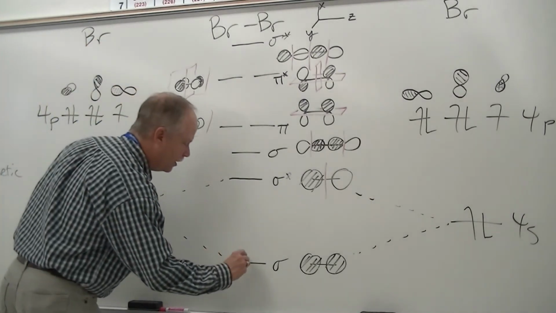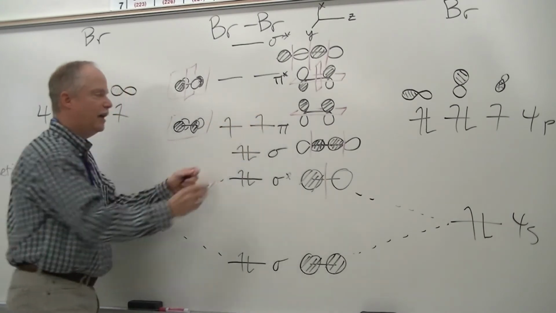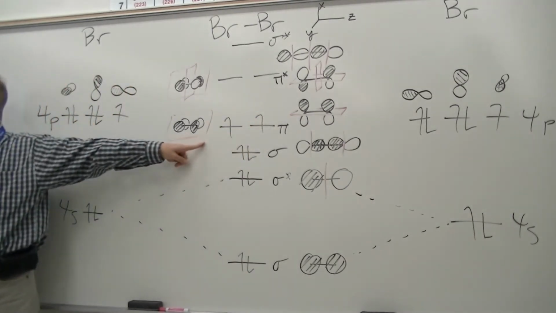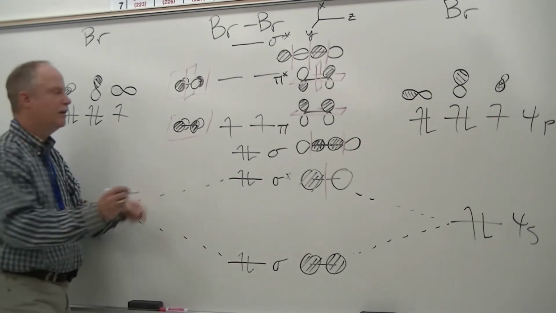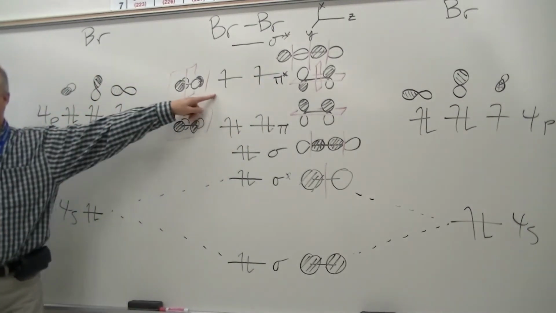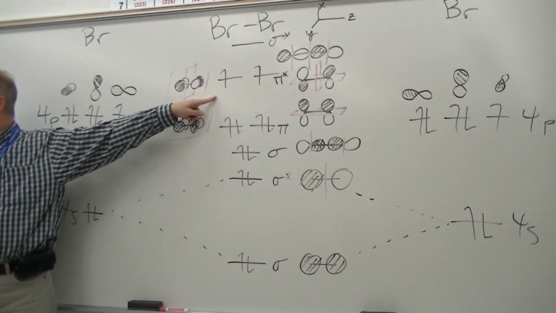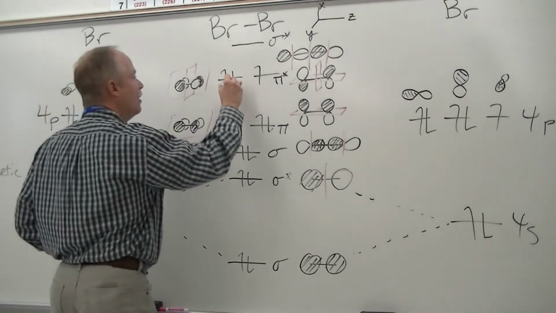So 1, 2, 3, 4, 5, 6, 7, 8. Look how I'm doing it. Unpaired first. 7, 8, 9, 10, 11, 12, unpaired first. If we were done, this would be paramagnetic, but we're not done. 13, 14.